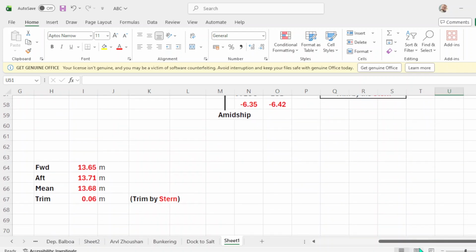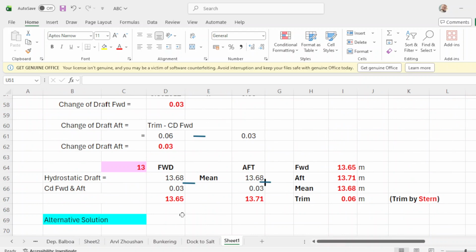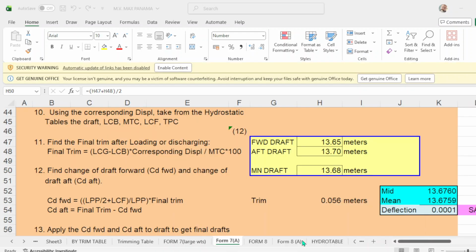So take note that your final manual computation forward is 13.65 and up is 13.71, which is a little difference with your program of 13.65 forward, only that up is 13.70 and your main drop is 13.68 and your trim is supposed to be 0.06, but this is by computation by the program.